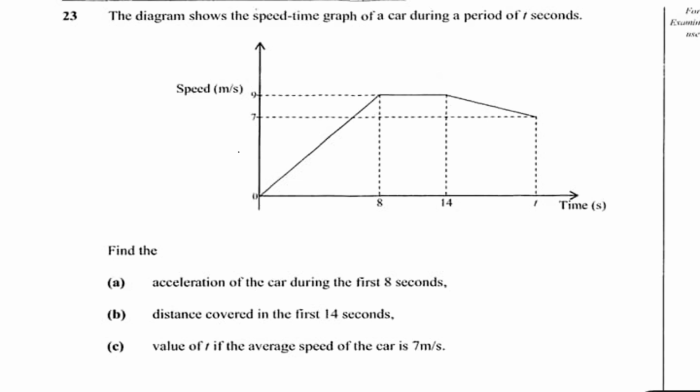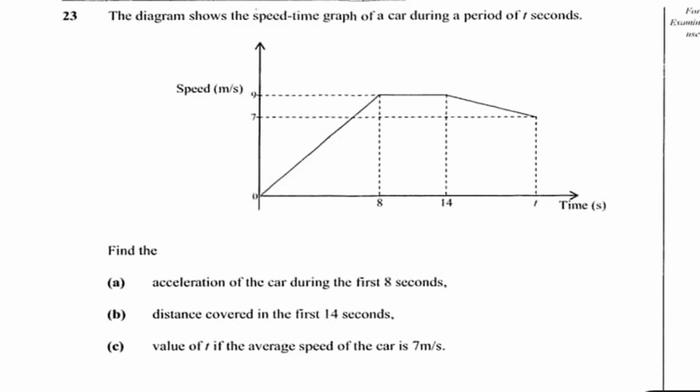So we're able to see the diagram here showing the movement of a car from 0 to 9 meters per second in 8 seconds. Then it maintained a constant speed for 6 seconds, meaning from 8 to 14. Then it had to retard to t seconds. So the question is saying, find the acceleration of the car during the first 8 seconds.